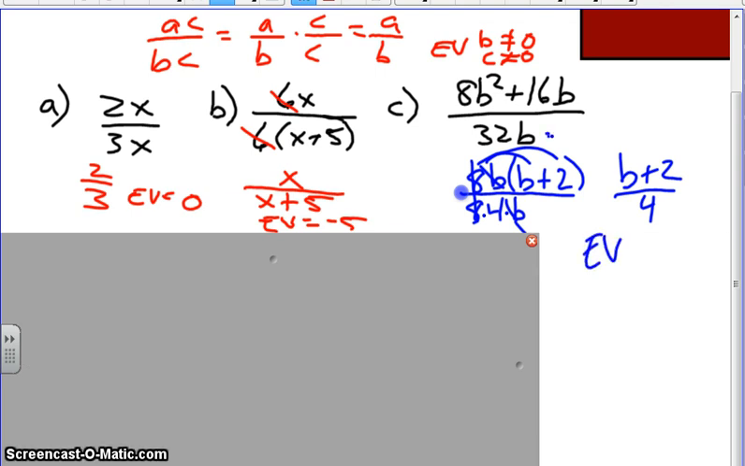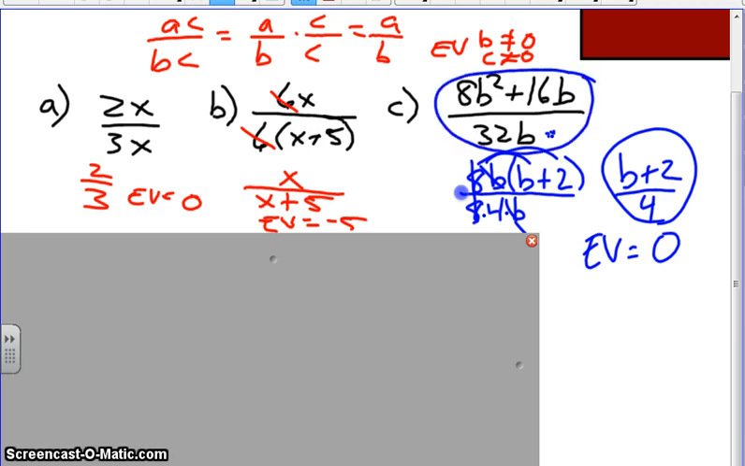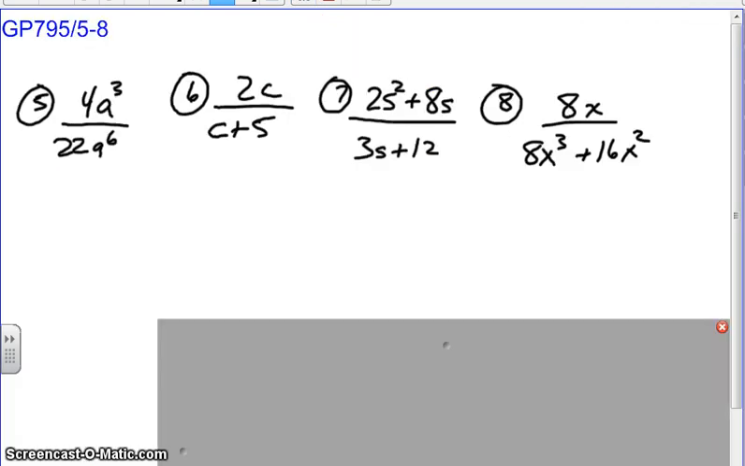Look at the original. What would make that 0? 0. Even though, look at the simplified expression, I don't see a b in the denominator. However, this expression started here, and so we must include the fact that b cannot equal 0. Okay? Okay, pause the video, come back and see what we got here.